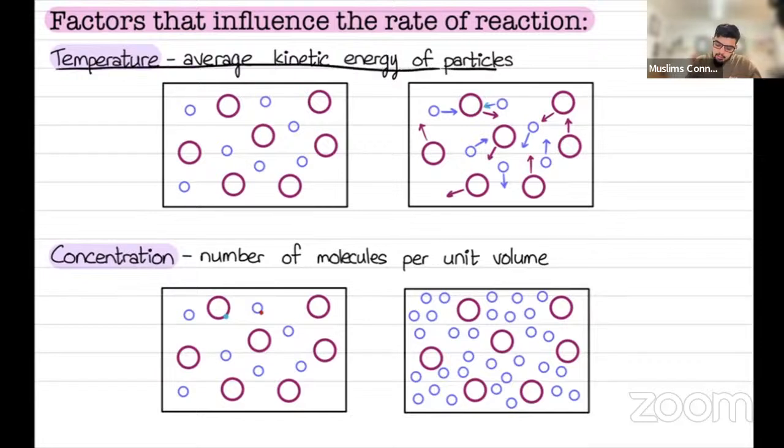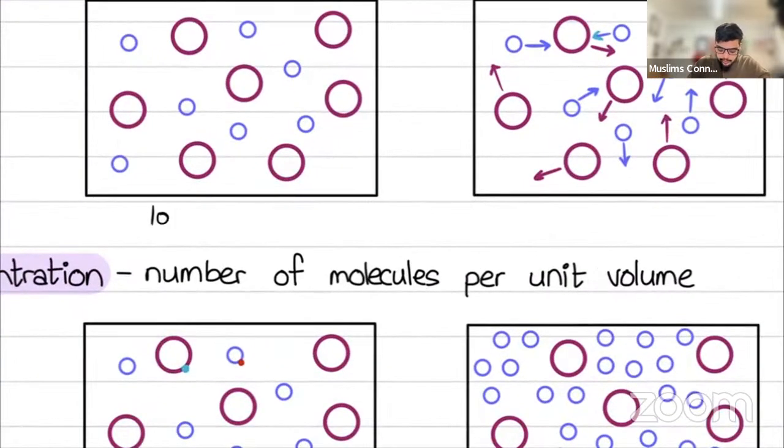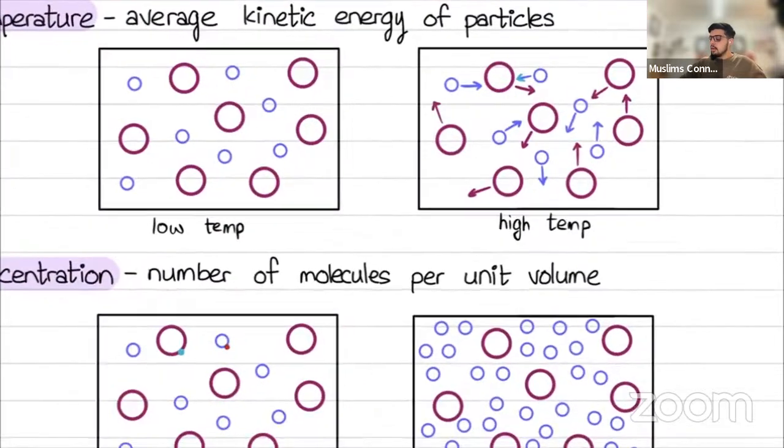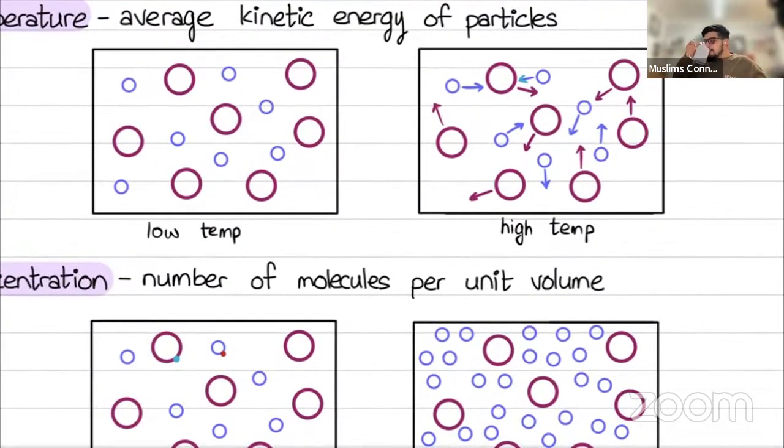The average kinetic energy of the particles. So what happens here, okay, this is low temperature. Perhaps the particles are moving very slowly or they're not moving at all. And once we increase the temperature, so at high temperature, these little arrows indicate that the particles start moving around. So actually, when we increase temperature, the rate of the reaction increases.